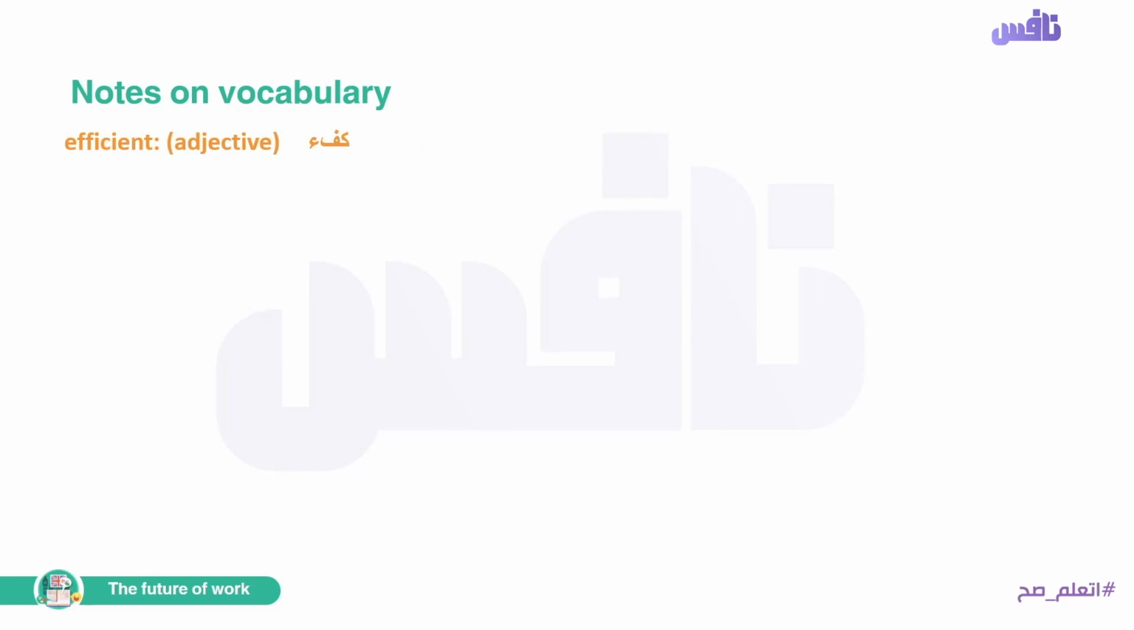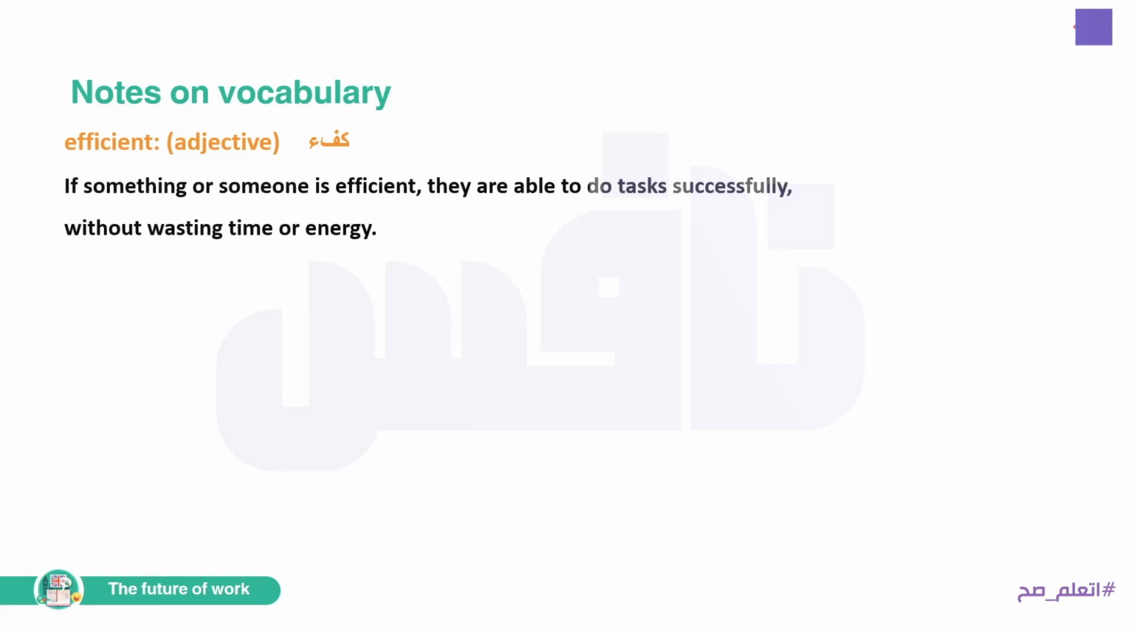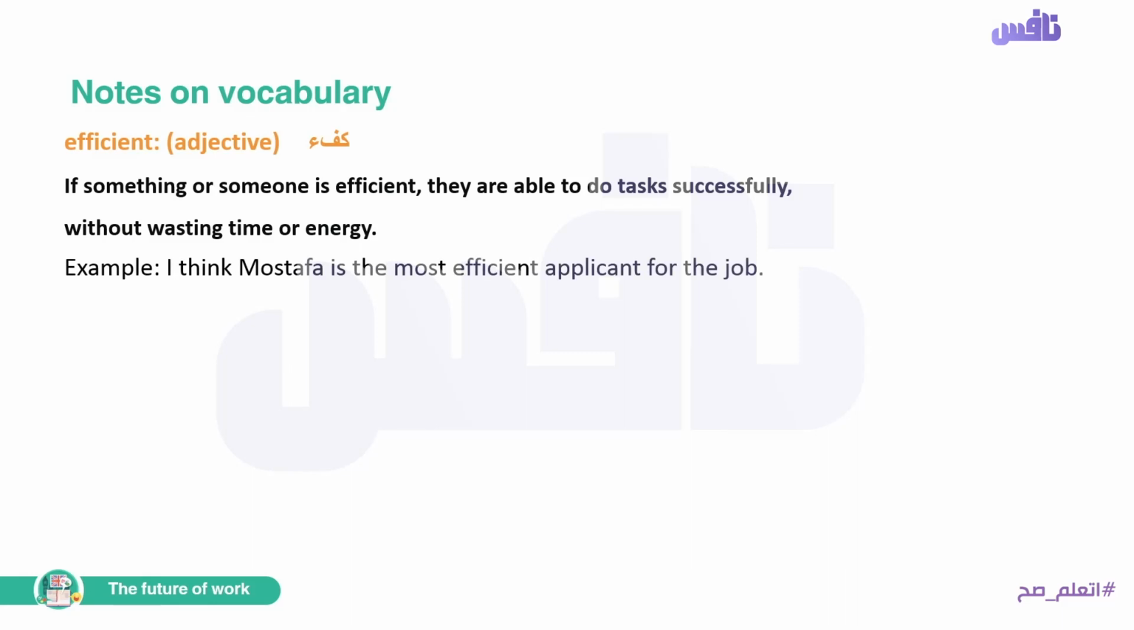Efficient. Efficient is an adjective. هي صفة بمعنى كفء. If something or someone is efficient ده معناه إن they are able to do tasks successfully without wasting time or energy. معنى كده إن هذا الشخص بيقوم بالتاسكس بتاعته بنجاح بدون إهدار للوقت ولا الطاقة. فالإكزامبل بيقول لنا I think مصطفى is the most efficient applicant for the job. أعتقد إن مصطفى هو أكفأ متقدم لهذه الوظيفة.